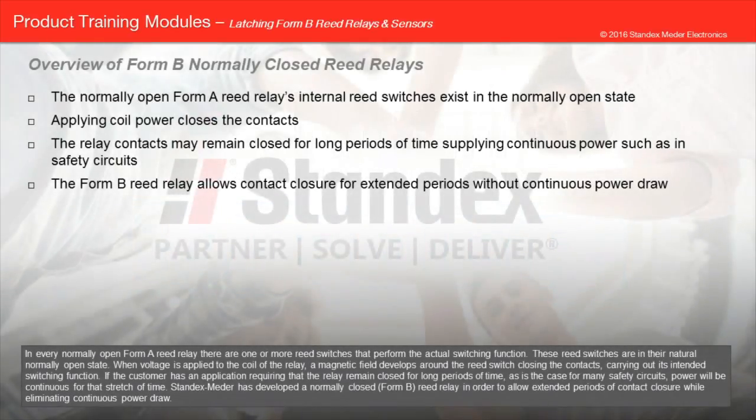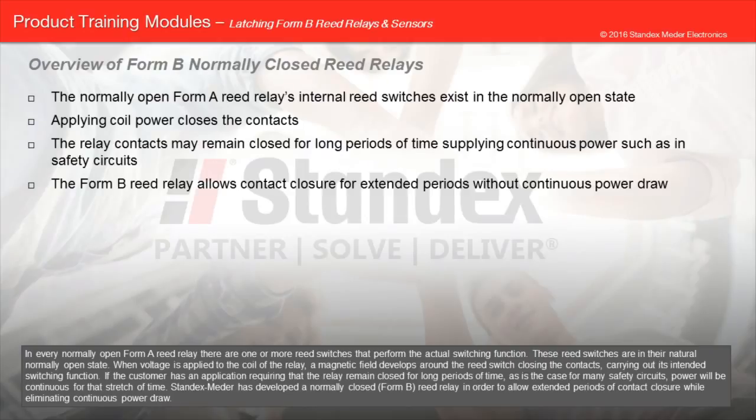In every normally open Form A reed relay, there are one or more reed switches that perform the actual switching function. These reed switches are in their natural, normally open state. When voltage is applied to the coil of the relay, a magnetic field develops around the reed switch, closing the contacts, carrying out its intended switching function. If the customer has an application requiring that the relay remain closed for long periods of time, as is the case for many safety circuits, power will be continuous for that stretch of time.